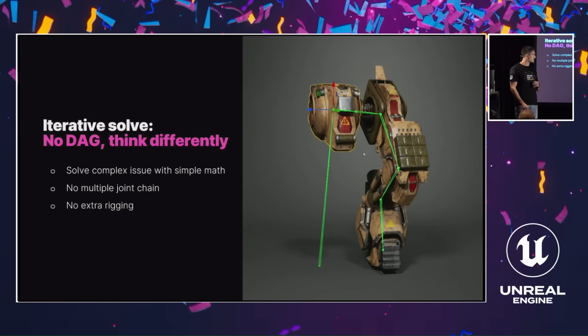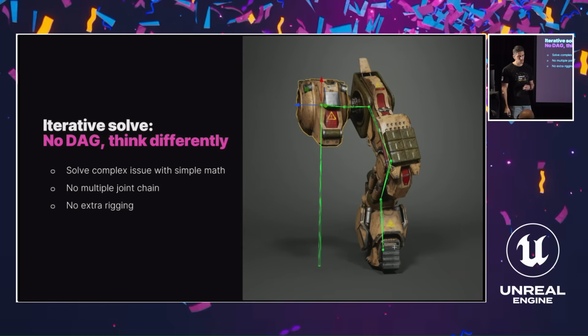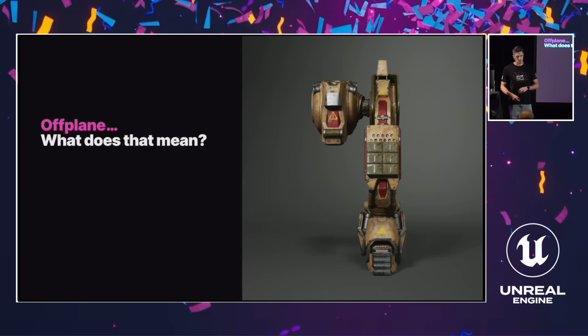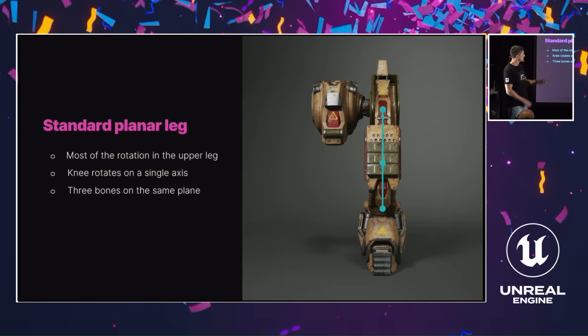Here, I'm using a slightly modified robot leg to demonstrate the issue, or let's say, the challenge, all right? Cool, but what do I mean exactly by off-plane leg? When we look at this robot leg, it looks pretty standard to me, right? Well, with a standard planar IK, most of the rotation will happen in the upper part of the leg. The knee will rotate in a single axis, and this would work well if the 3 bones are in the same plane, as demonstrated by this blue line here.